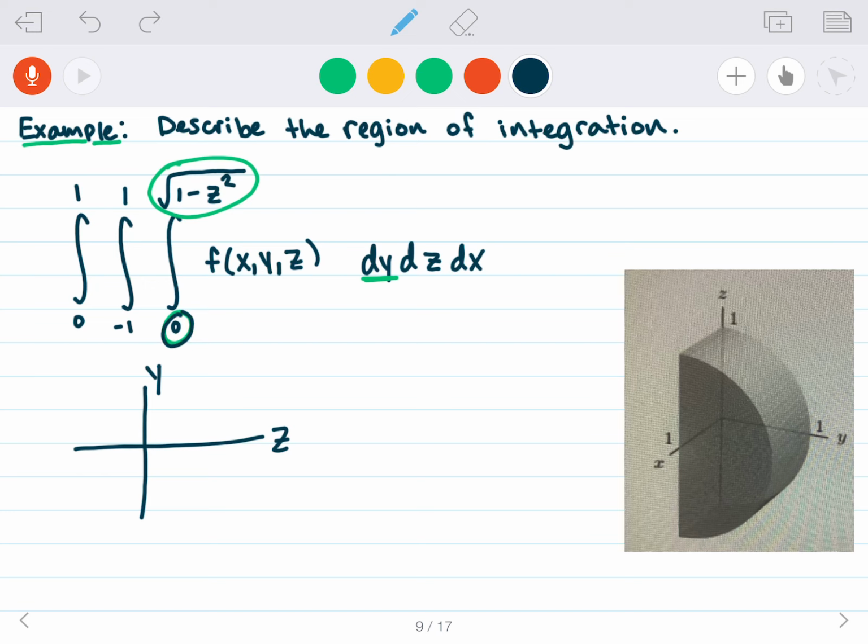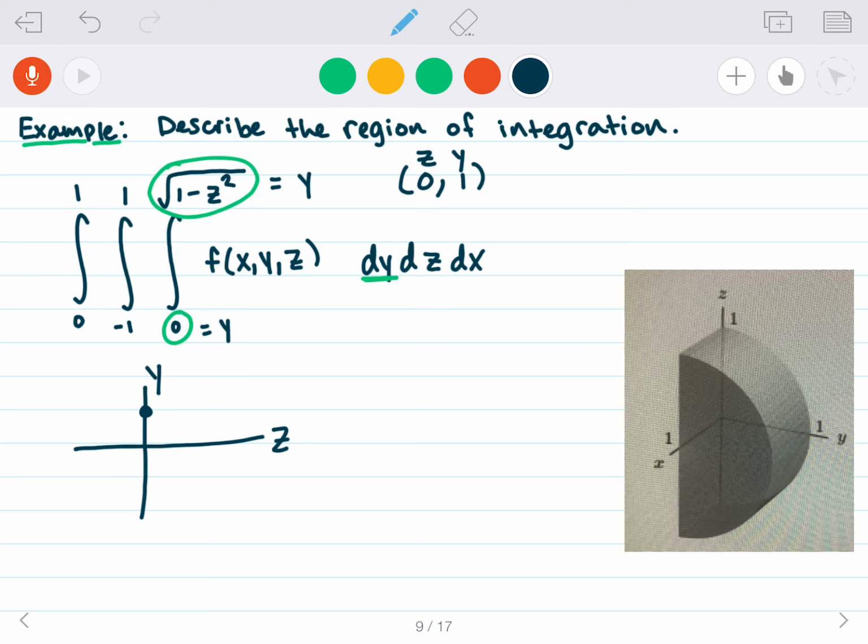Y varies from 0 to the square root of 1 minus z squared. So this is y equals 0 to y equals square root of 1 minus z squared. If I put in 0 for z squared, I get 1 minus 0. So if z is 0, then what's y? Well, y is going to be 1. When z is 0, y is 1, so that's going to be right here.